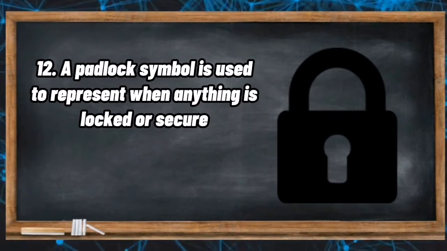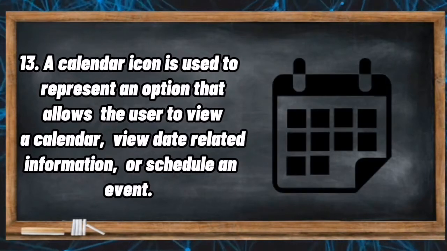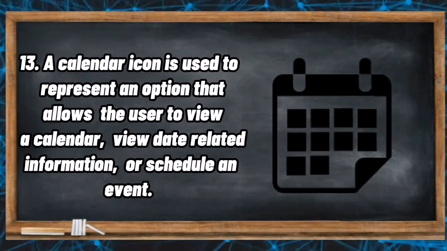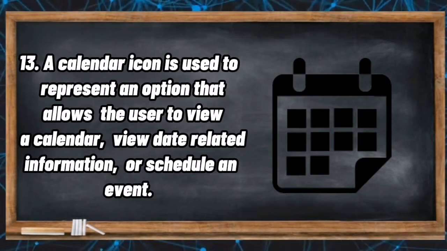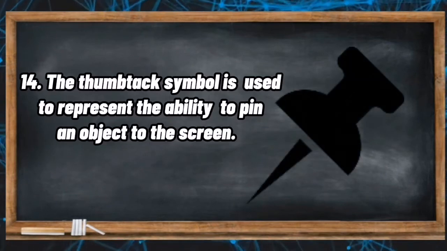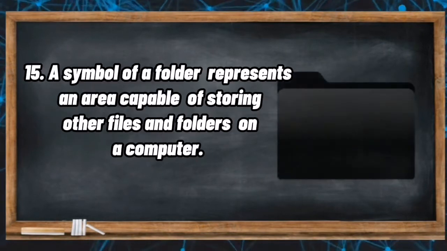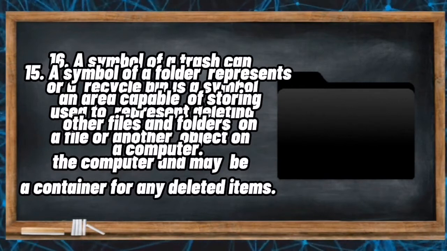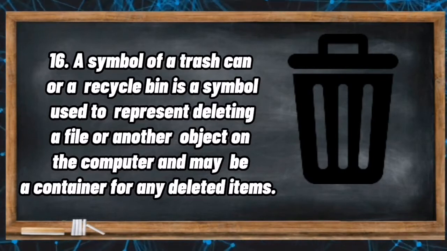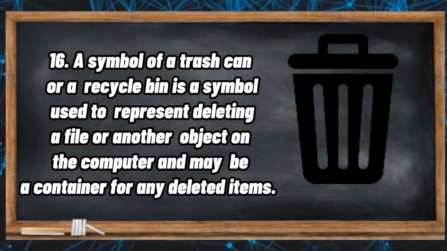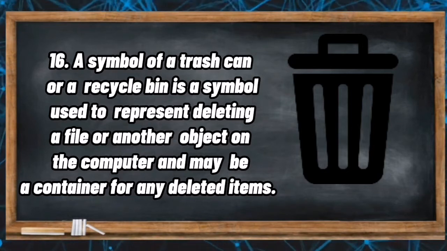A padlock is a symbol used to represent when anything is locked or secure. A calendar is an icon used to represent an option that allows the user to view a calendar, view dates, related information, or schedule an event. The thumbtack is a symbol used to represent the ability to pin an object to the screen. A symbol of a folder represents an area capable of storing other files and other folders in a computer. A symbol of a trash can or a recycle bin is a symbol used to represent deleting a file or another object on the computer and may be a container for any deleted items.